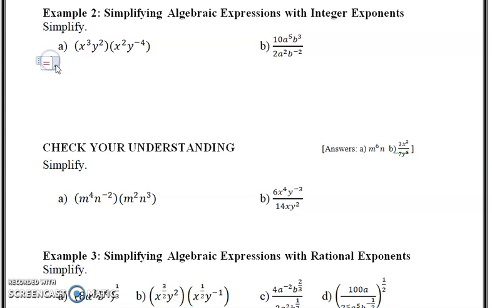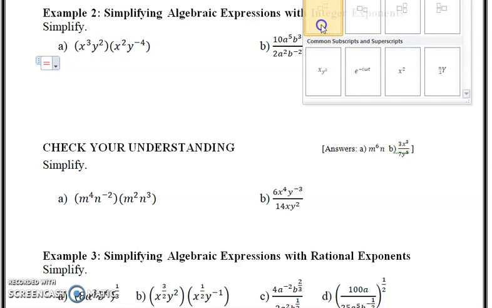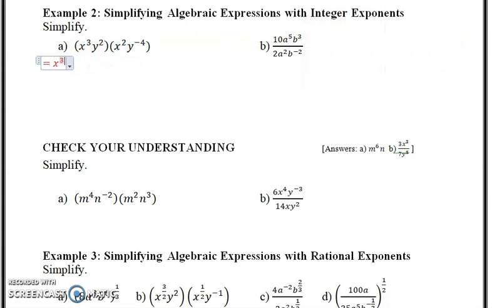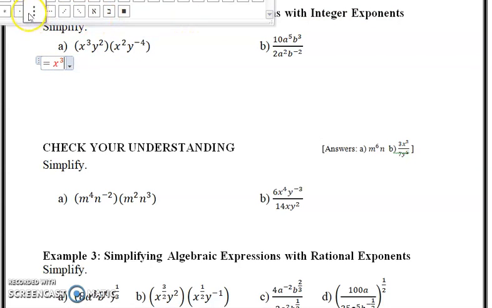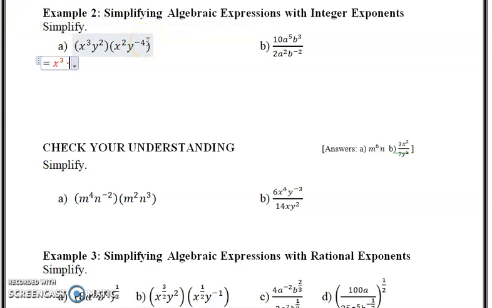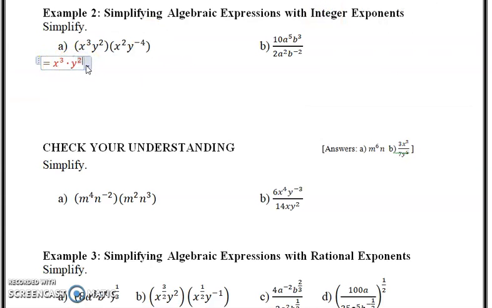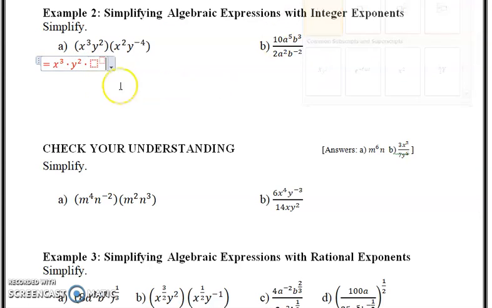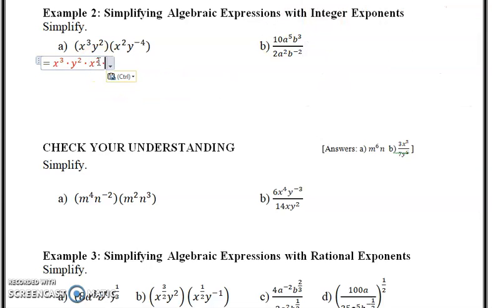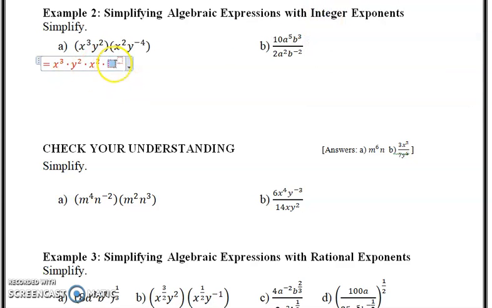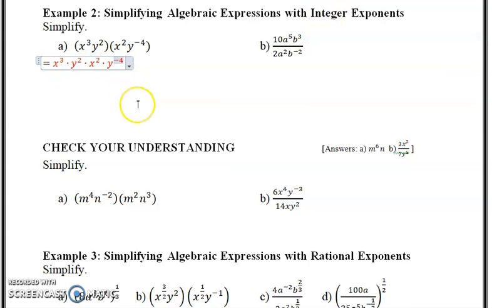So this is going to be equal to, and what this means is it's just all multiplication. So we have x cubed, and that's being multiplied by y squared, which is being multiplied by x squared, which is being multiplied by y to the power -4.